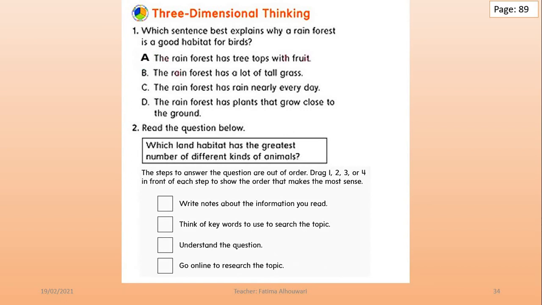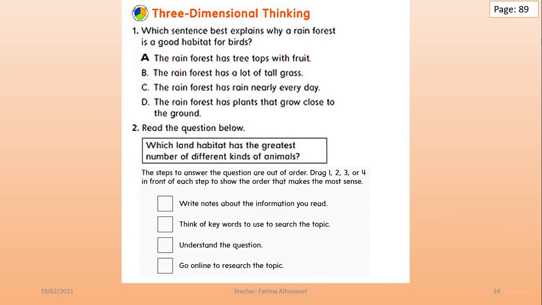Go to page number 89, three-dimensional thinking. Question number 1. Which sentence best explains why a rainforest is a good habitat for birds? What do you think, grade 2? Let's see. A. The rainforest has tree tops with fruit. B. The rainforest has a lot of tall grass. C. The rainforest has rain nearly every day. D. The rainforest has plants that grow close to the ground.